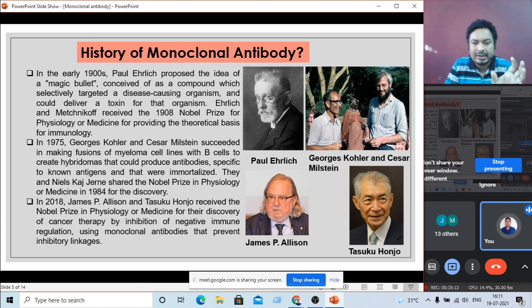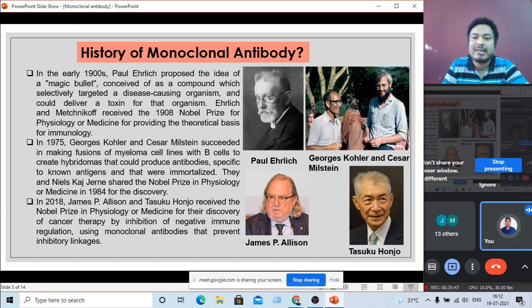So this monoclonal antibody-producing cell is fused with the plasma cancerous cell, and they produce a new type of cell called hybridoma. Now hybridoma cells are immortal. All the hybridoma cells are immortal. Why? Because these are cancerous cells. We all know cancerous cells are immortal because they can proliferate on their own. So we can extend the life period of the monoclonal antibody by attaching this antibody-producing cell to the myeloma cell.